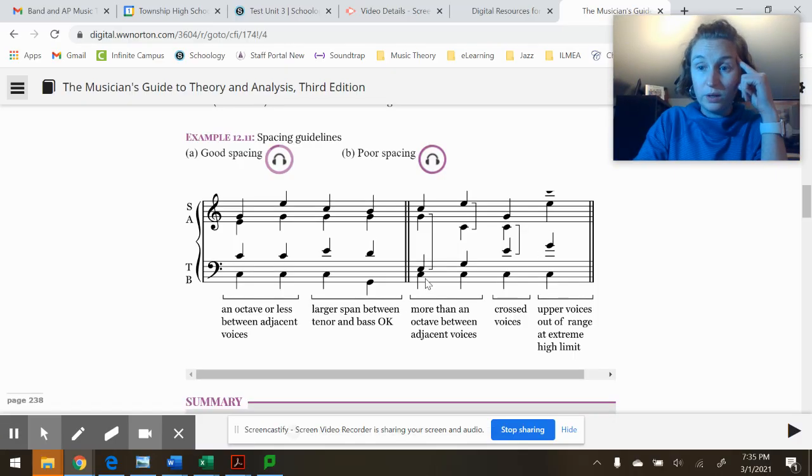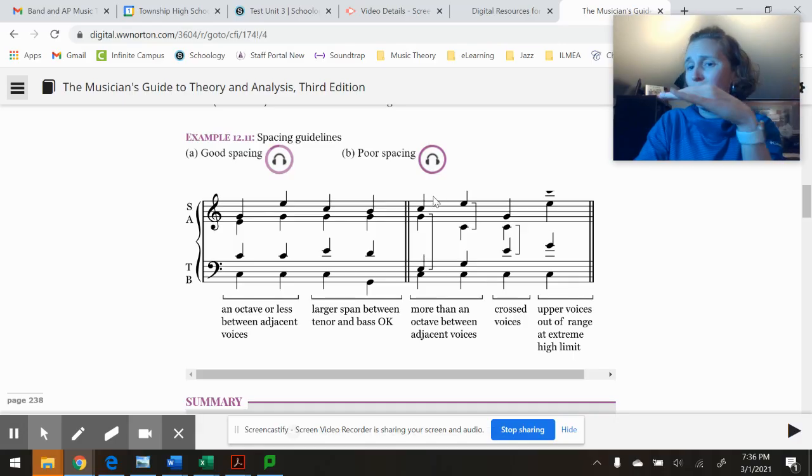Okay, so just to look at this one clearly, if you understand, you can fast forward through this part of the video. But this one right here is the more than an octave between adjacent upper voices. This one's really easy to see. So the C to the E, C to C would be an octave. So C to E is more than an octave. So that is a spacing error. That's what I would call that, a spacing error.